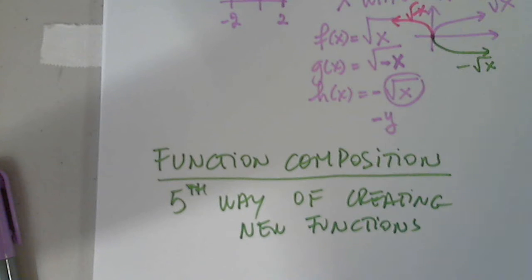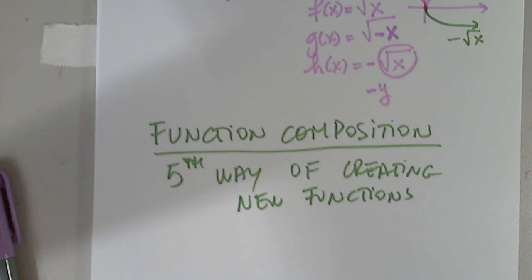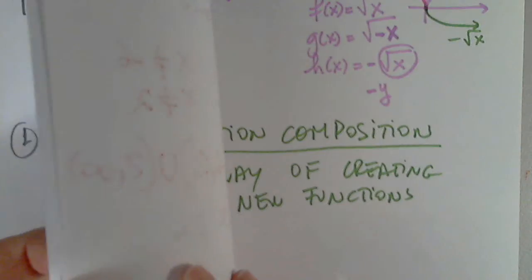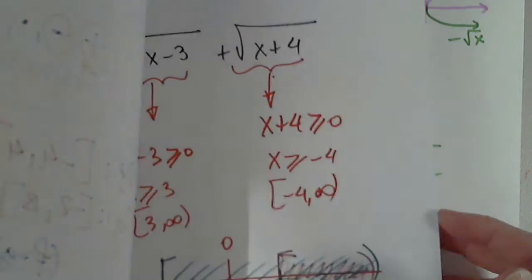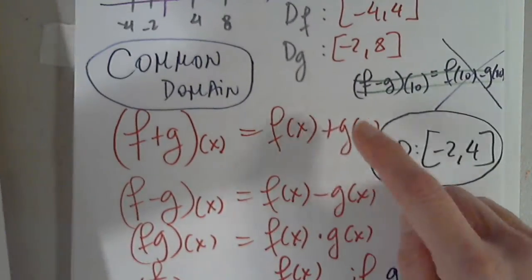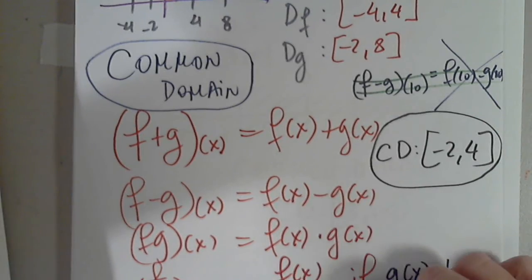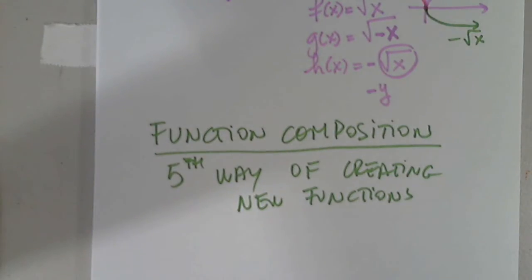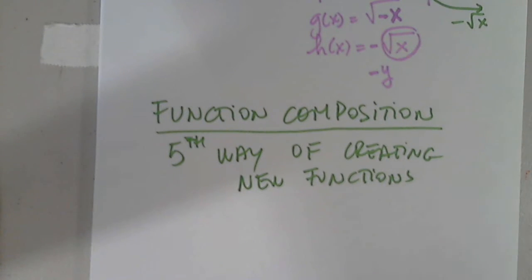What do you mean the fifth way? Yeah, I just recycled my papers and we had 4 ways last time. Here are the 4 ways: adding, subtracting, multiplying, and dividing. So this is the 5th one. And it's not any of the above.